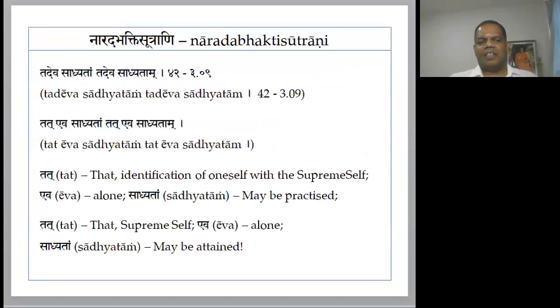We'll go to the next sutra. Tadeva sadhyatam, tadeva sadhyatam.